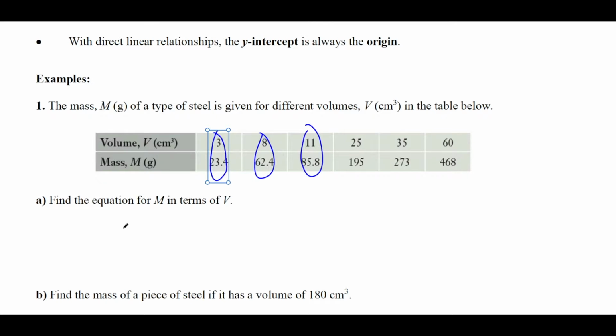What you want to start off with is m is equal to kv, where k is the constant of proportionality. What we need to do is find what k is. How do we find k? We can just substitute one point in. The first point has an m of 23.4 and a v of 3, so 23.4 equals k times 3. Now, solve for k. To solve for k, you divide both sides by 3.